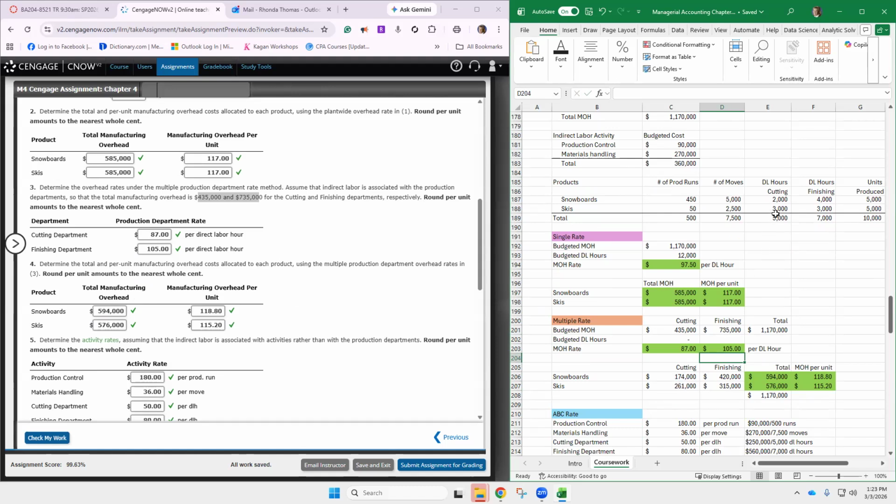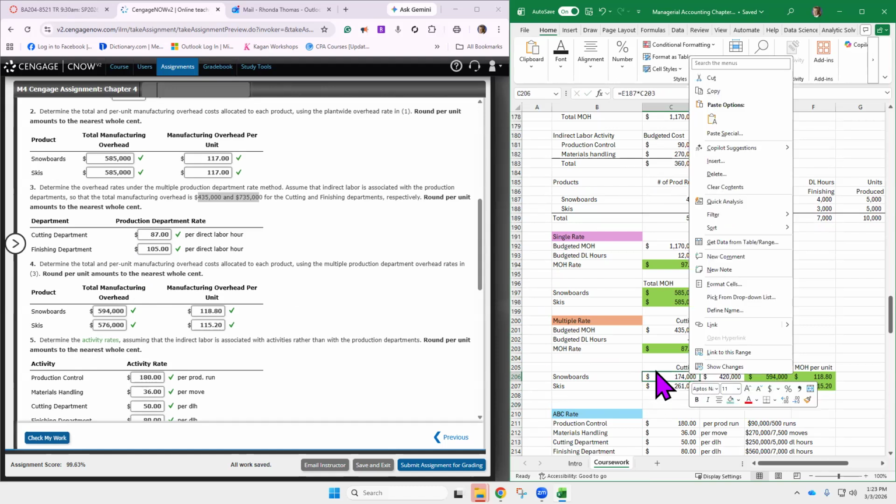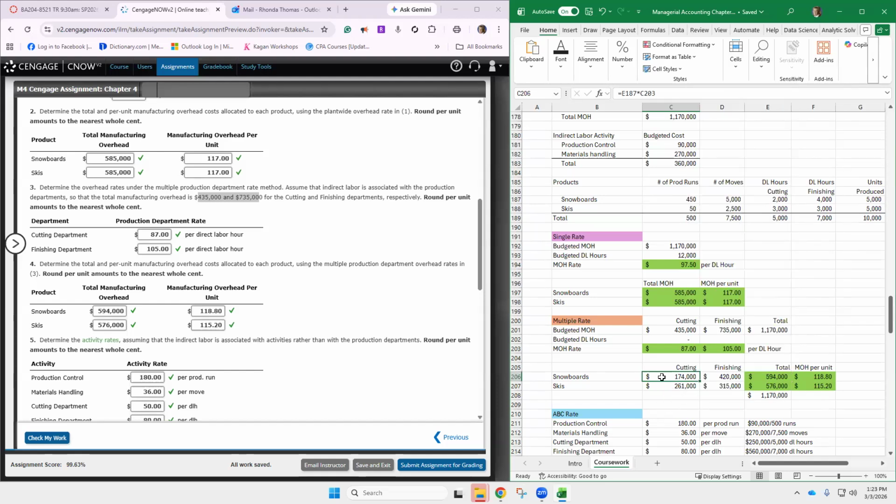Each product has a certain number of direct labor hours for cutting and a certain number of direct labor hours for finishing. So here we are in snowboards. I went ahead and broke them up and then added them together. So in the green is the answers that you would want. So my cutting for snowboards, right? Let's go ahead and understand what's in here.